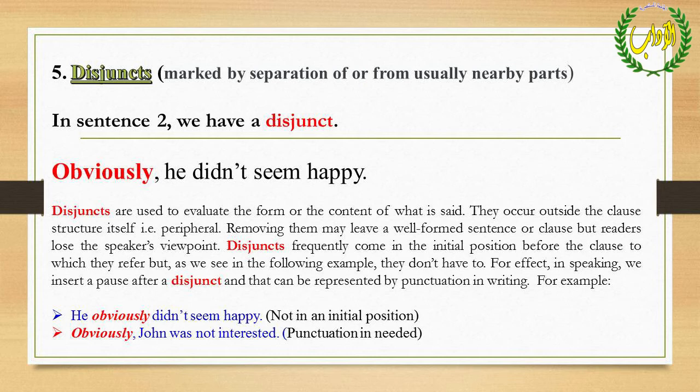Removing them may leave a well-formed sentence or clause, but readers lose the speaker's viewpoint. Disjuncts frequently come in the initial position before the clause to which they refer, but as we see in the following example, they do not have to. For effect in speaking, we insert a pause after a disjunct, and that can be represented by punctuation in writing. For example, he obviously didn't seem happy. Obviously, John wasn't interested. In the first one, obviously is not in an initial position, and in the second sentence obviously is indicated by a comma as a marker of punctuation. So punctuation is needed.